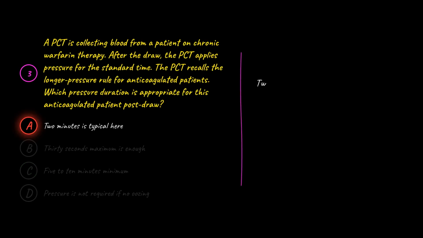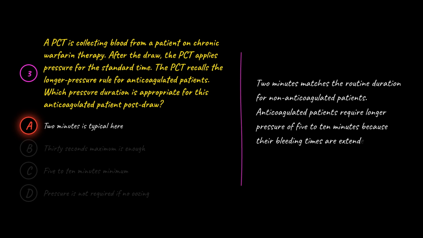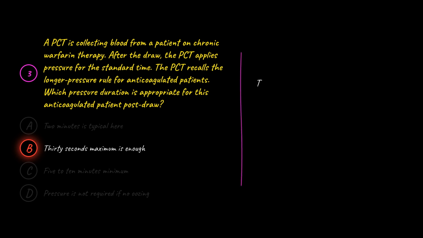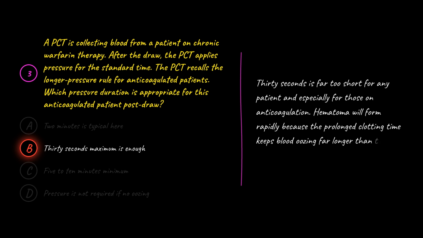A is wrong because 2 minutes matches the routine duration for non-anticoagulated patients. Anticoagulated patients require longer pressure of 5 to 10 minutes because their bleeding times are extended by the medication. B is wrong because 30 seconds is far too short for any patient and especially for those on anticoagulation. Hematoma will form rapidly because the prolonged clotting time keeps blood oozing far longer than 30 seconds of pressure.